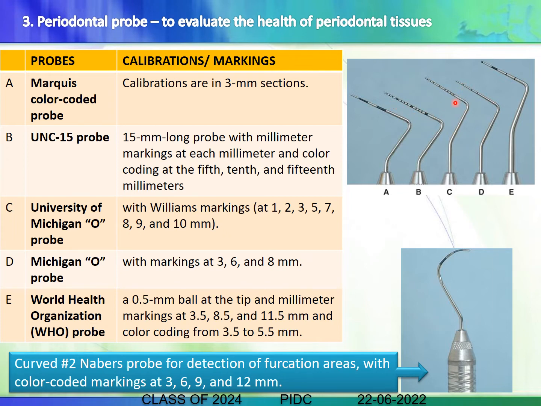University of Michigan O probe, it has Williams periodontal marking, so you don't have the 4th and 6th marking, for easy identification. Michigan O probe with 3, 6 and 8 markings, and the WHO probe, which we use for diagnostic purposes today, has a 0.5 mm ball at the tip and a band at 3.5 to 5.5 mm; there is a color coding, and 8.5 to 11.5 has markings. The Naber's curved probe is used for the detection of the furcation areas with color coding at 3, 6, 9 and 12 mm.